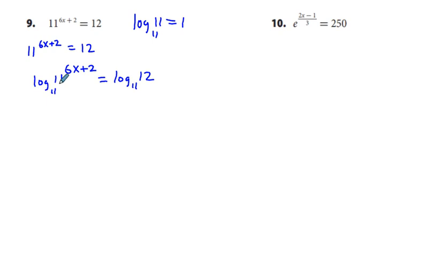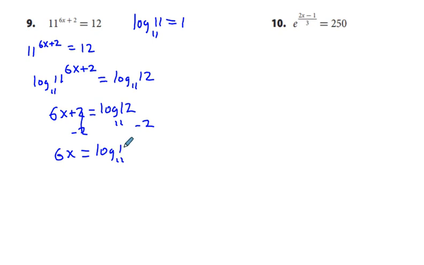And log base 11 of 11 is 1. So we have on the left side now 6x plus 2 is equal to log base 11 of 12. And subtracting 2 from both sides of the equation, we have 6x is equal to log base 11 of 12 minus 2.